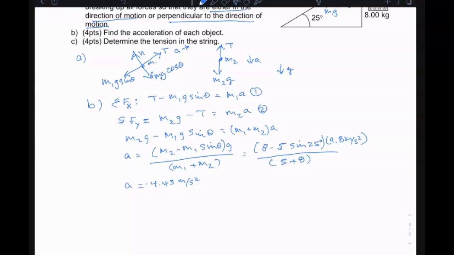Now, if I had assumed that the acceleration was in the opposite direction, that is, if that m1g sine theta would dominate m2g, then the acceleration would turn out to be negative, and that would tell me that I had chosen the wrong direction.